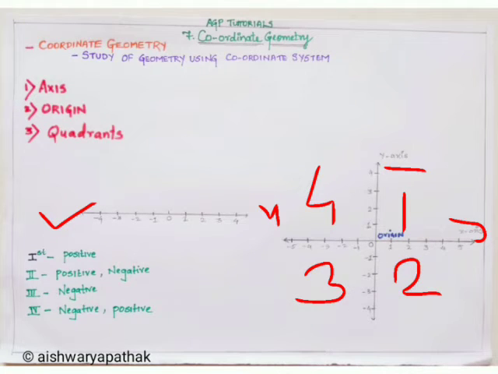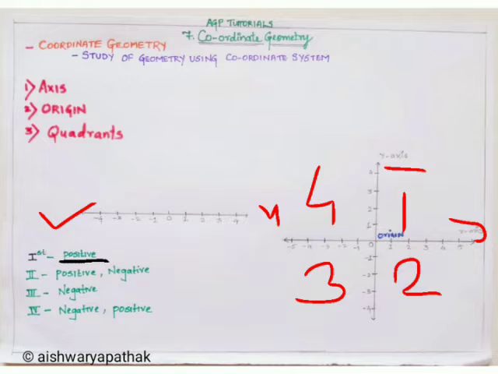So both the coordinate points, these are called coordinate points, are positive. Hence the first quadrant includes all positive coordinates. The x coordinate is positive and the y coordinate is also positive. So the first quadrant consists of positive x and y coordinates.